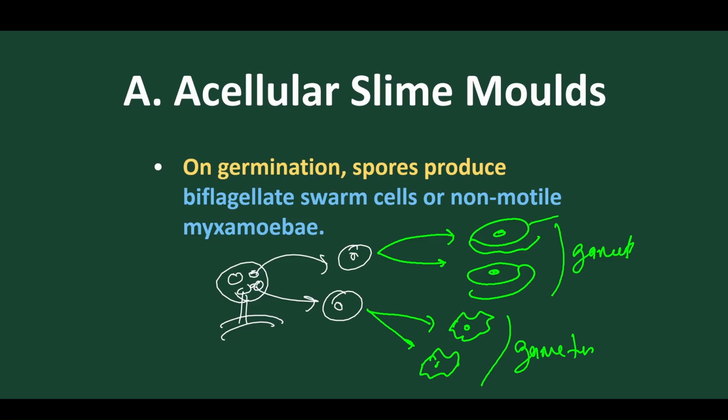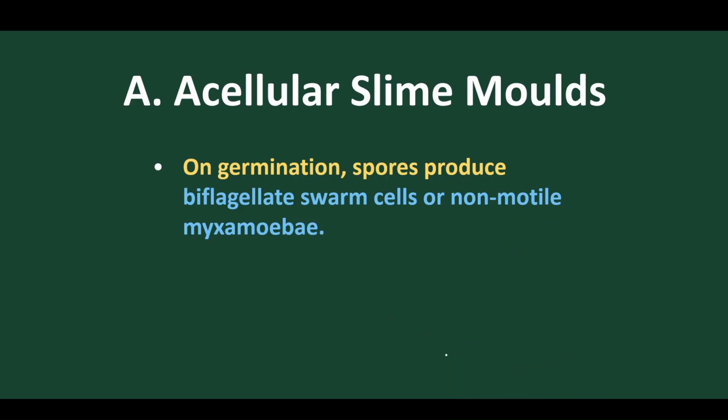So these gametes are called swarm cells, and these are called myxamoebae. Got it? So when the spore germinates, it gives rise to two types of gametes. One is the flagellated gamete, called swarm cells. Another one is the amoeboid gamete, called myxamoeba. Let's discuss one by one.